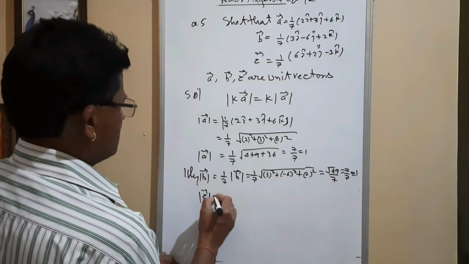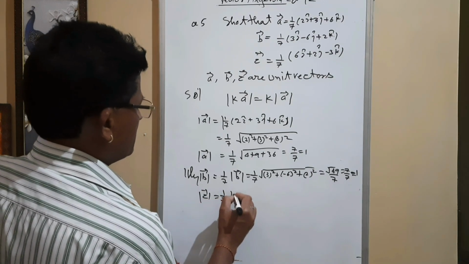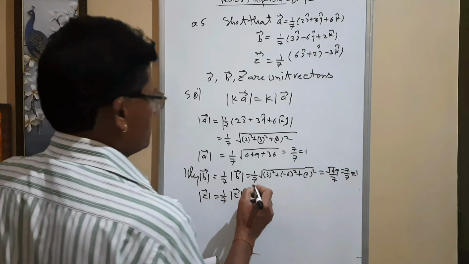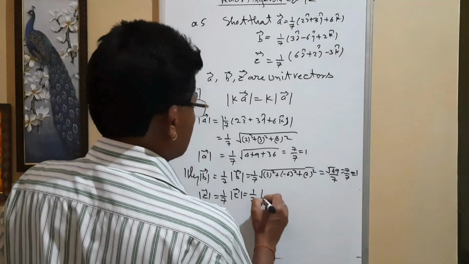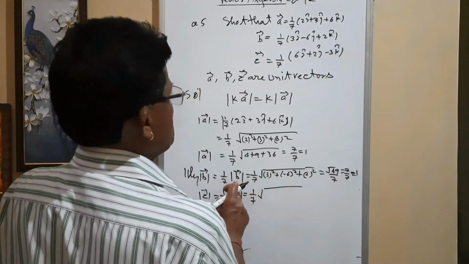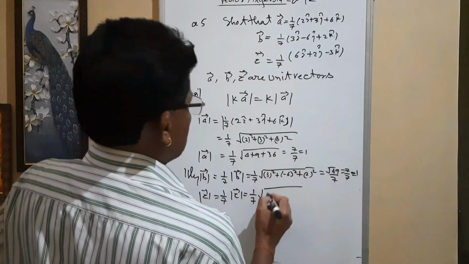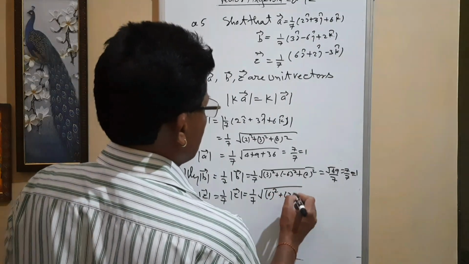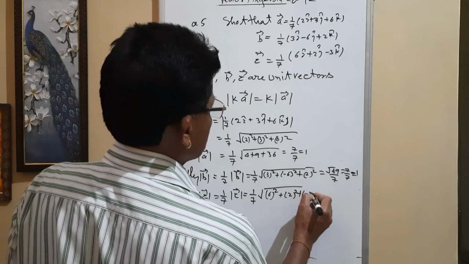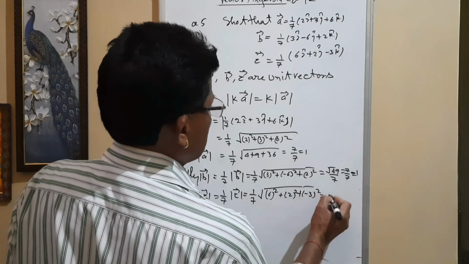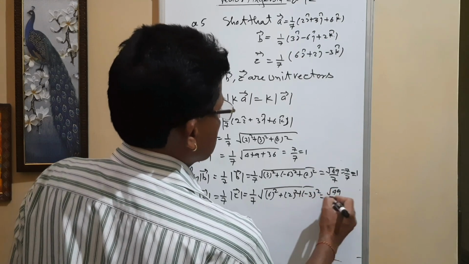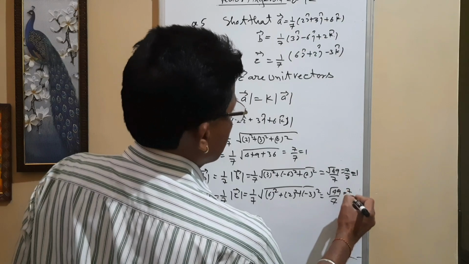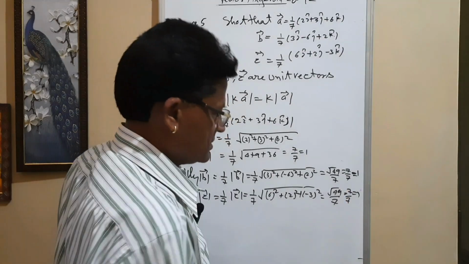Vector C. Let me take 1 upon 7 times the magnitude of vector C. Same thing: the magnitude of C vector will be the sum of the squares of its scalar components, 6 squared plus 2 squared plus minus 3 squared. It will be equal to root 49 by 7, that is 7 by 7. It will be equal to 1.